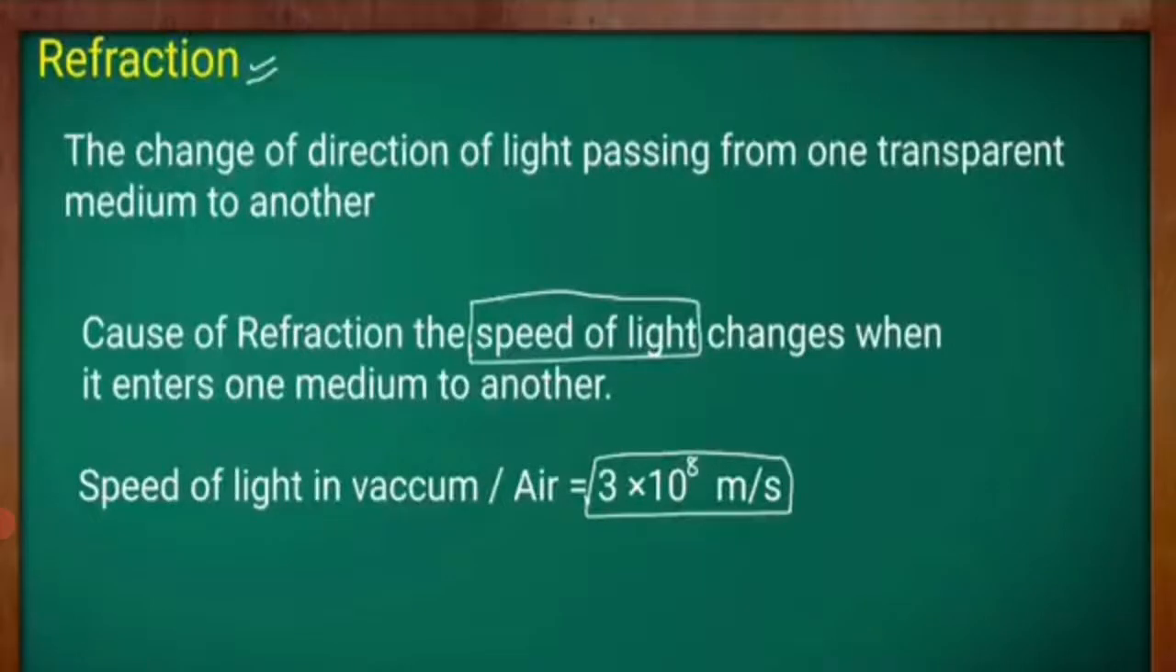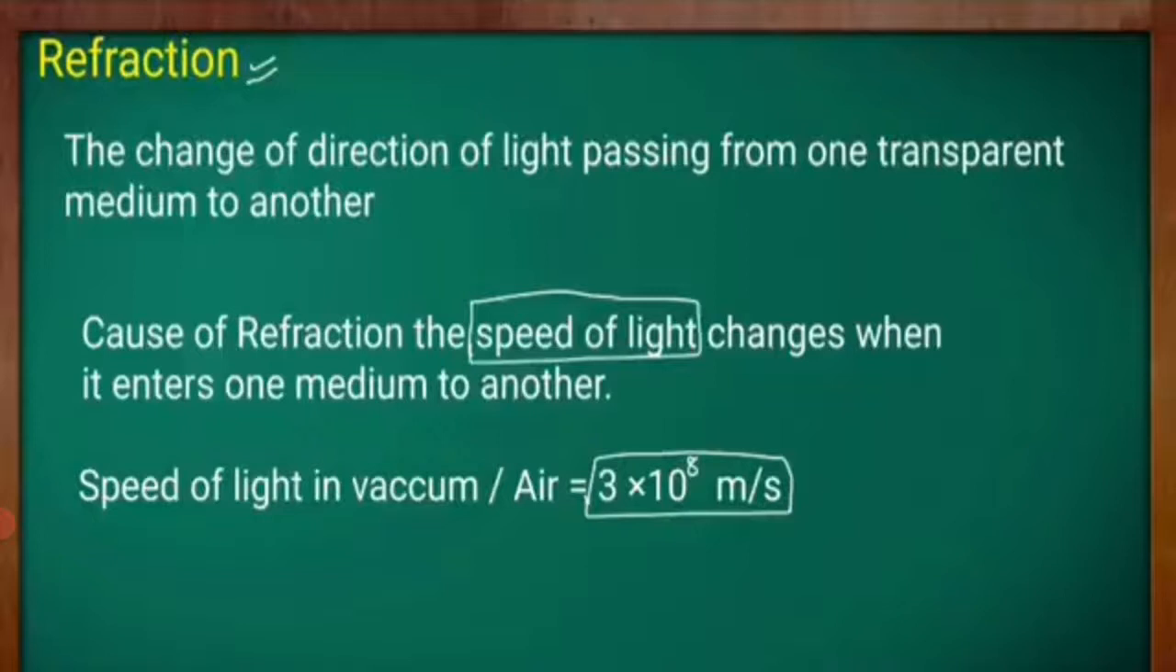Refraction is nothing but, as I've explained in the previous class, the change in the direction of the light wherever it passes from one transparent medium to the other. What is the cause of the refraction? The cause of the refraction is the change in the speed of the light wherever it changes the transparent mediums. As we have known, the speed of light in vacuum and air is the same.